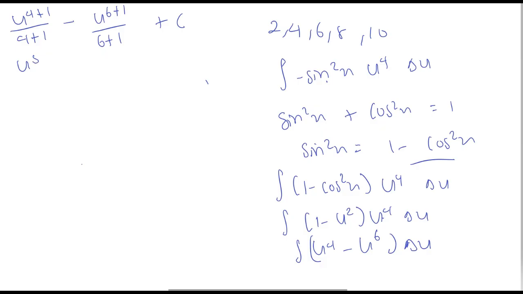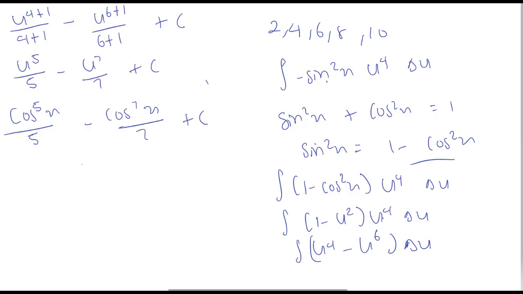So we have u to the power of 5 over 5 minus u to the power of 7 over 7 plus c. But our u is what? Our u is cos x, so we have to put it back. So this is going to be cos raised to the power of 5x over 5 minus cos raised to the power of 7x over 7 plus c. So this is our final answer.